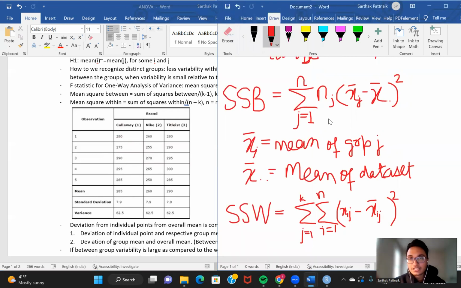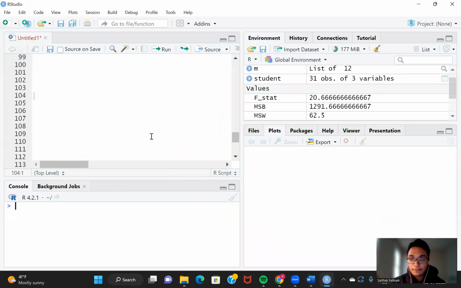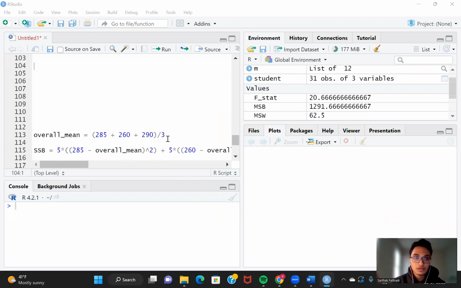We discussed in the previous session that sum of square between is defined by the difference of the mean of the group minus the overall mean of the complete data set. You have been given the mean of each group, and you need to calculate the overall mean. Let us go ahead and do that. You have three different groups, and you have been given the mean of each group. To calculate the overall mean, you just need to add the three group means and divide that value by the number of groups.